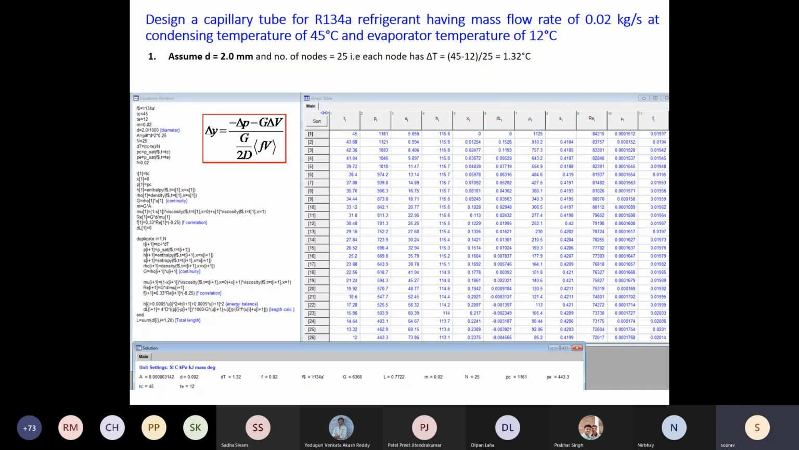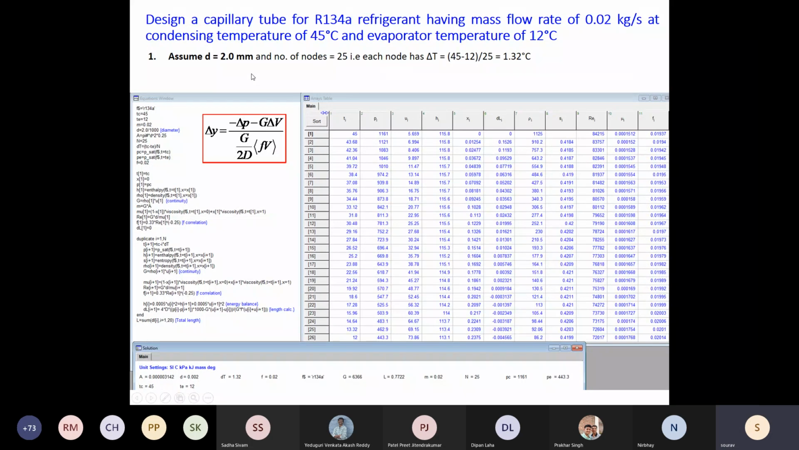So let's say you are tasked with this problem. You have to design a capillary tube. So design means sizing a capillary tube for a particular refrigerant having a mass flow rate of this much for these operating conditions. So as I told you, the first step is to assume some diameter, d equals 2. You assume it within that range, 0.5 to 3 mm. You make an assumption.